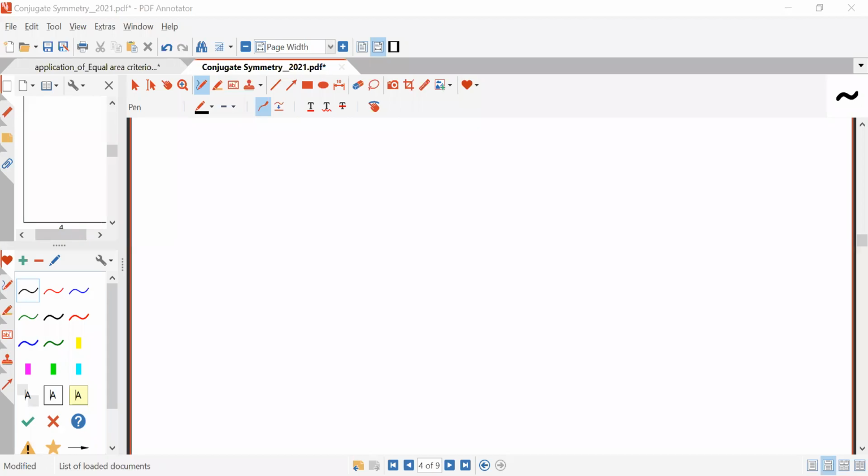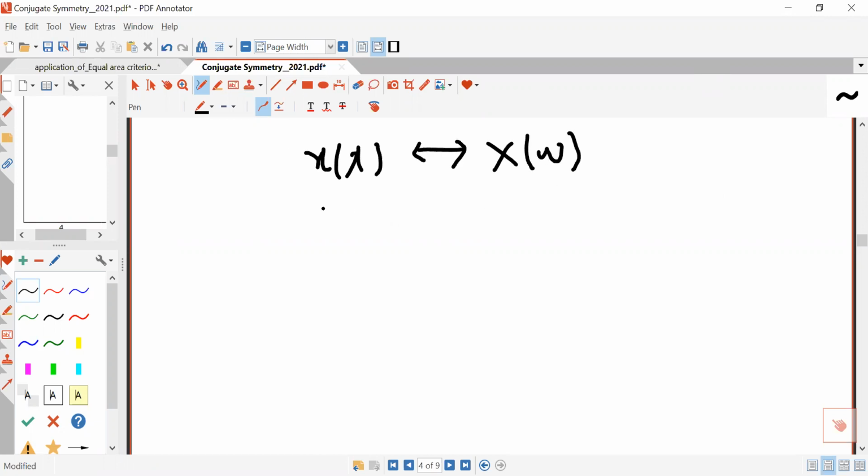In this lecture, I will discuss conjugation and conjugate symmetry of the Fourier transform. Suppose the question is, if the Fourier transform of any signal x(t) is X(omega), then what will be the Fourier transform of its conjugate? How will you determine the Fourier transform of the conjugate of any signal?